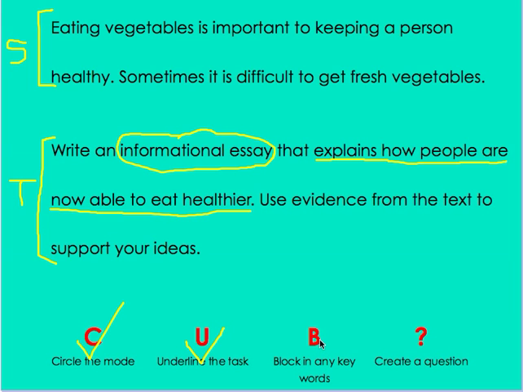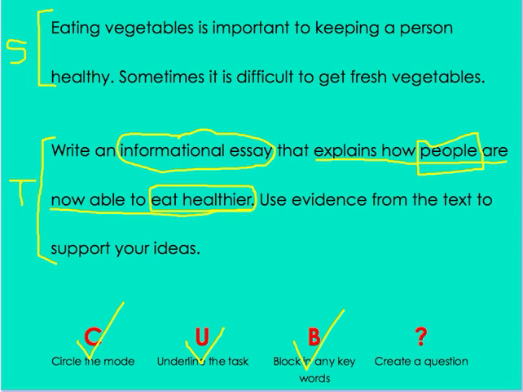The next thing is to block in any keywords. Those are keywords that have to do with topic. So topic here is people, but then I need to think, what about the people? The people have to eat healthier. So I'm going to box in those two parts. Okay, so I have now CUB'd.